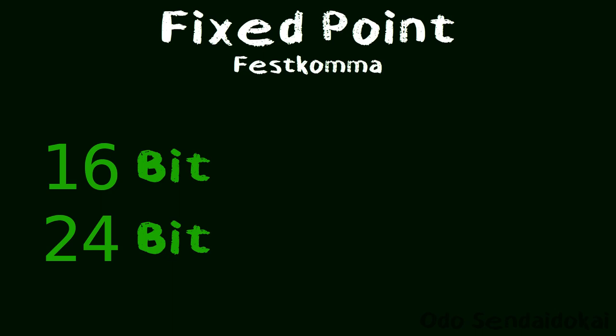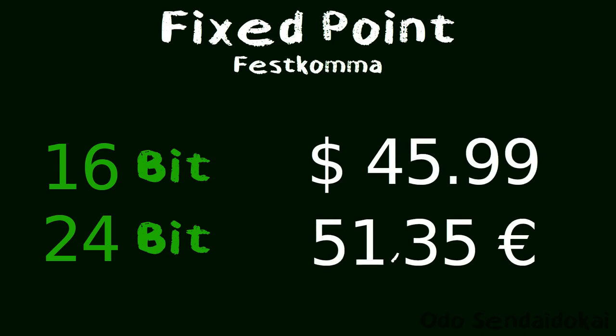A fixed point number is a number that consists of fixed numbers of digits before and after the decimal point. In other words, the position of the decimal point is fixed, that is why it has its name. For example, prices on products always have two decimal places. That was easy.